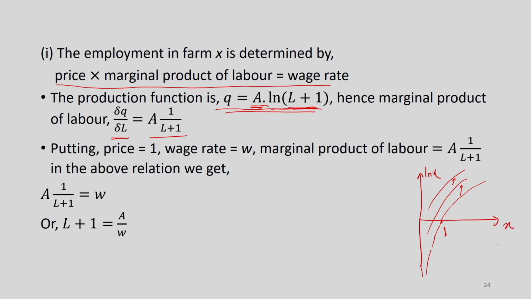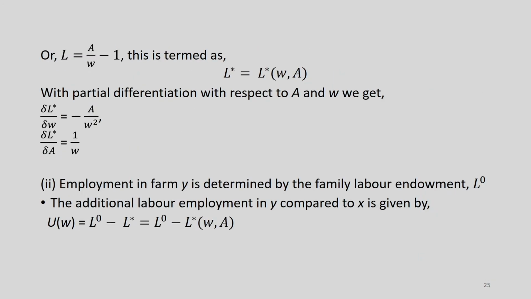And then we apply this rule, price multiplied by marginal product of labor is equal to the wage rate. So, there I put price is equal to 1, wage rate is equal to W, and marginal product of labor is equal to A divided by L plus 1, and we get simply this, all right, very simple looking function. Then we actually try to find out what is L.